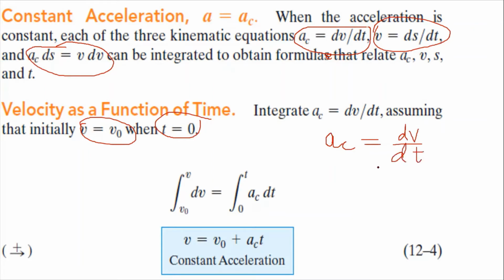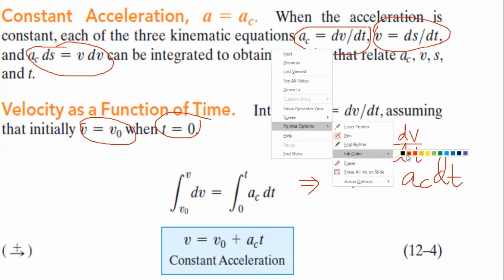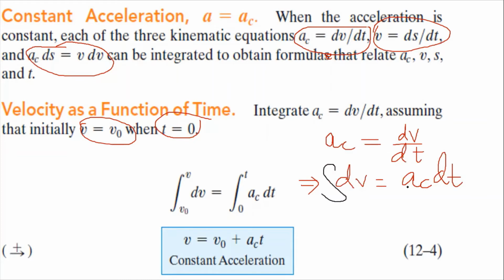So what we have to do, it will be dv equals a dt. So acceleration will become a constant value, or you can take it as a coefficient. Let me take another pointer color, for example black. Its initial limit is v naught, its final limit is v, and the initial limit of time is 0 and the final limit of time is t. So you can see this equation, and what will happen when we apply limits over here.